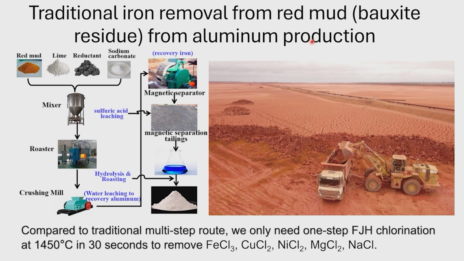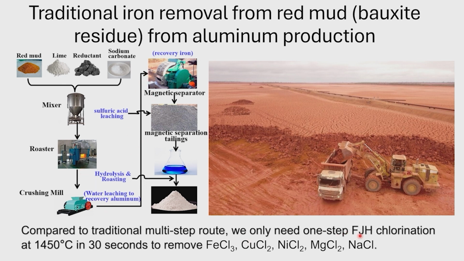This is red mud. Red mud is a toxic byproduct that comes from aluminum mining. There's contamination all over the world from red mud. It's red because there's iron oxide in there, hematite, and that's what makes it red. Here's what you have to do to pull the iron out so that you can get out the aluminum. All of these steps have to be done.